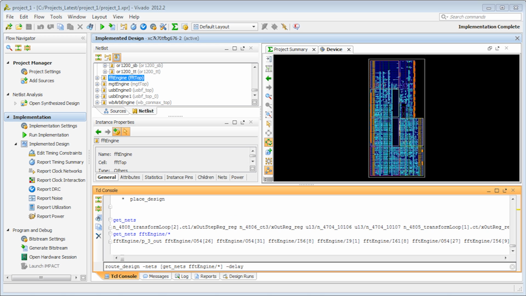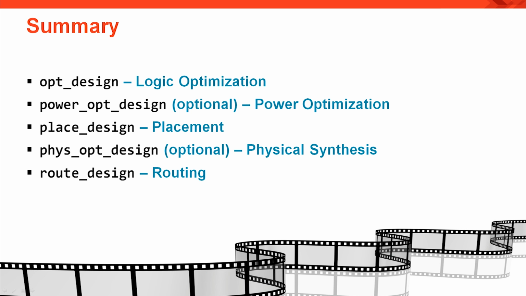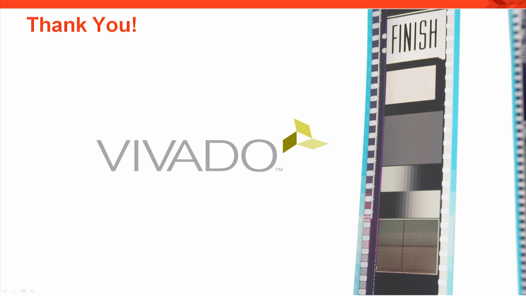Route_design also has a reentrant mode that is used to route or unroute a subset of nets, many or one at a time. So to review, implementation is the process of mapping the logical synthesized design to the physical implemented design. Implementation consists of multiple steps: logic optimization, power optimization, placement, physical synthesis, and routing. This concludes the Vivado Quick Take on implementing the design. Thank you for watching.